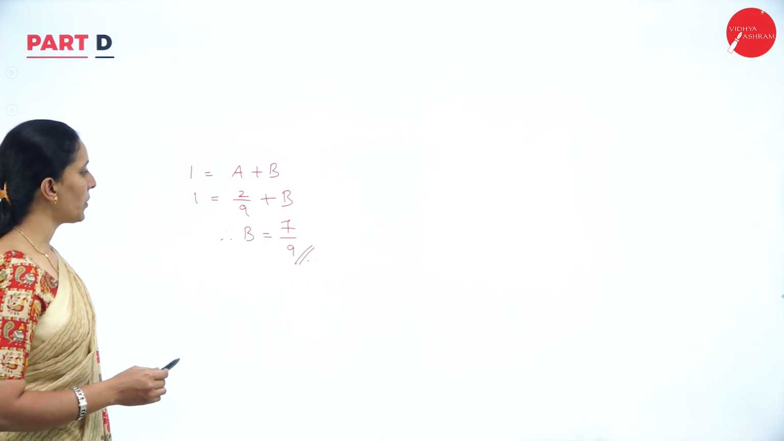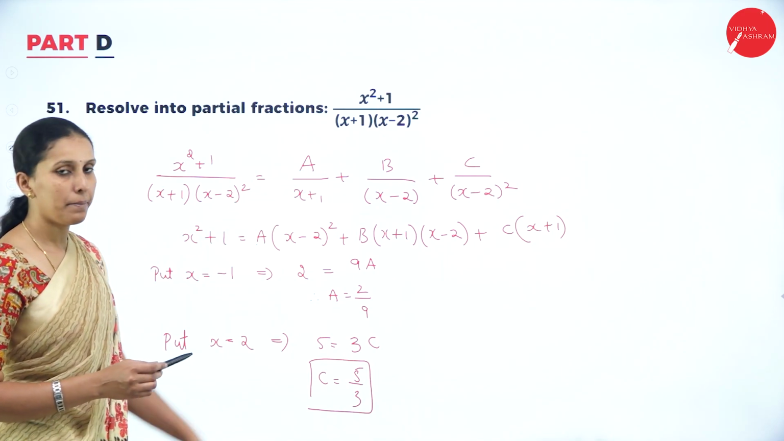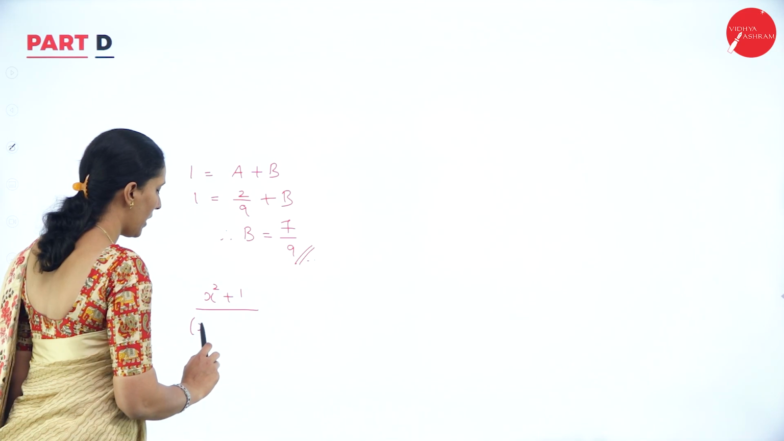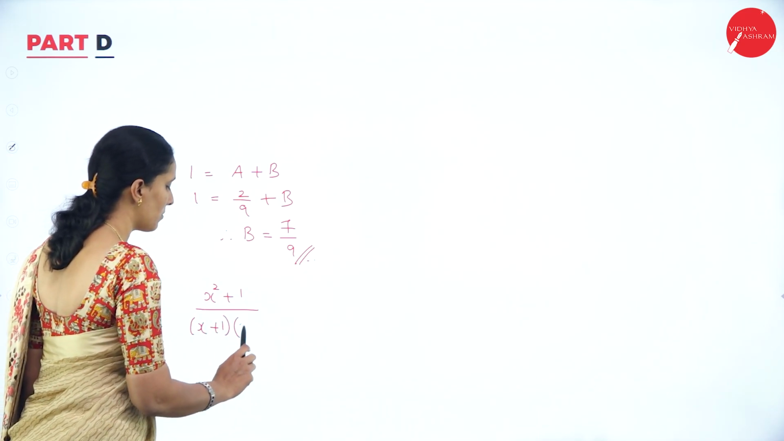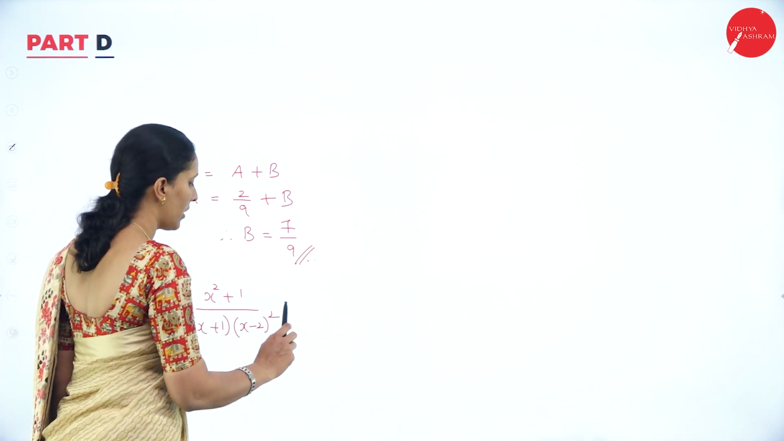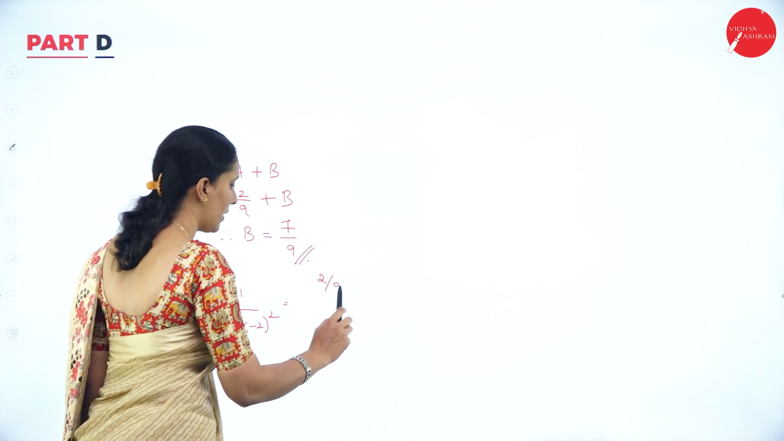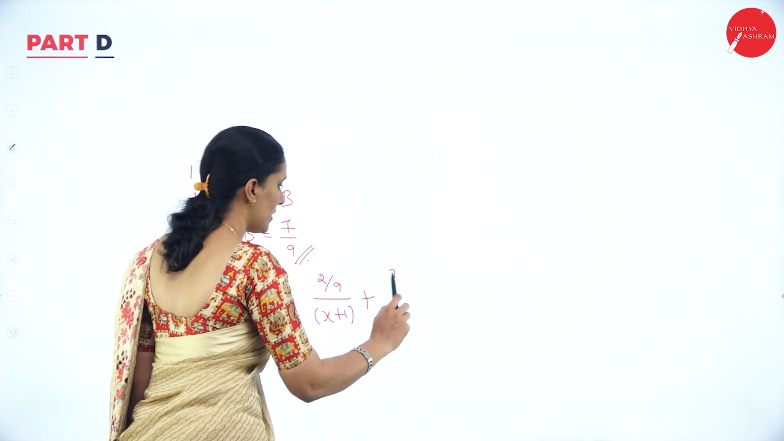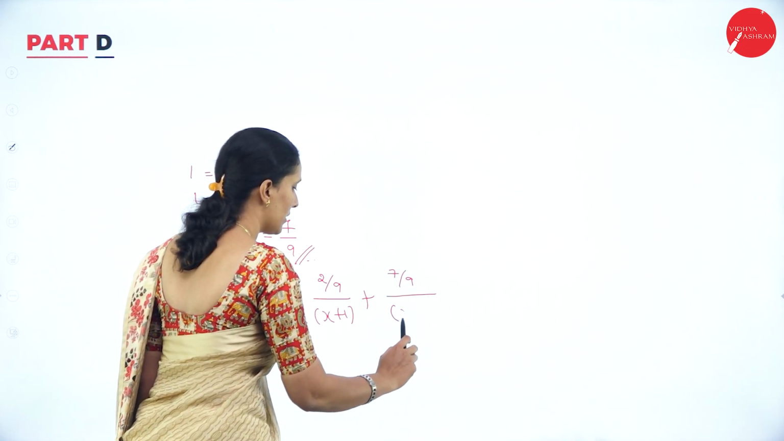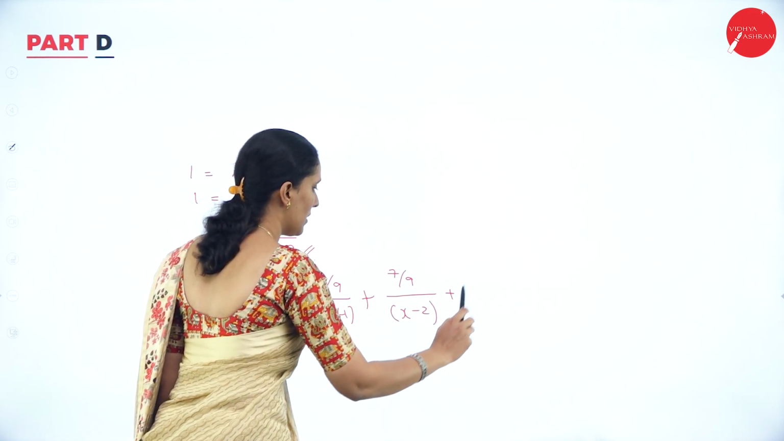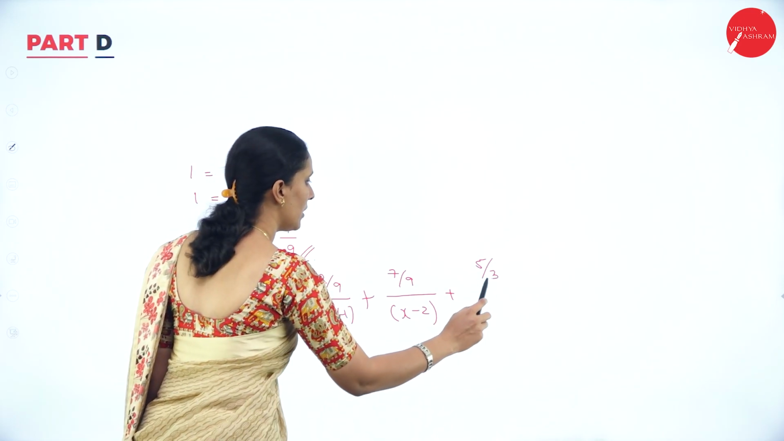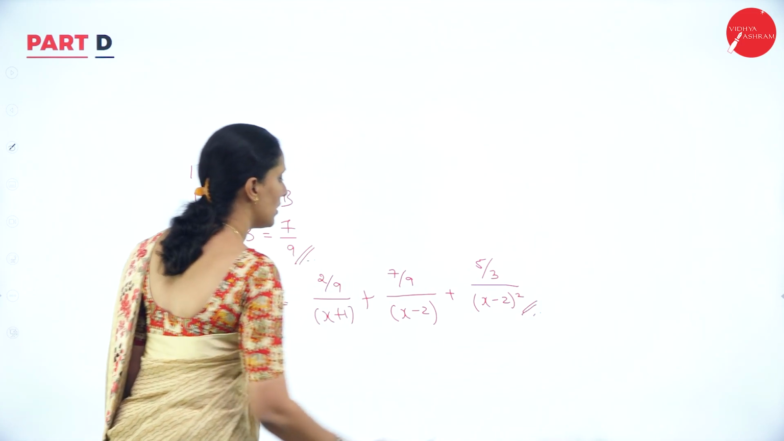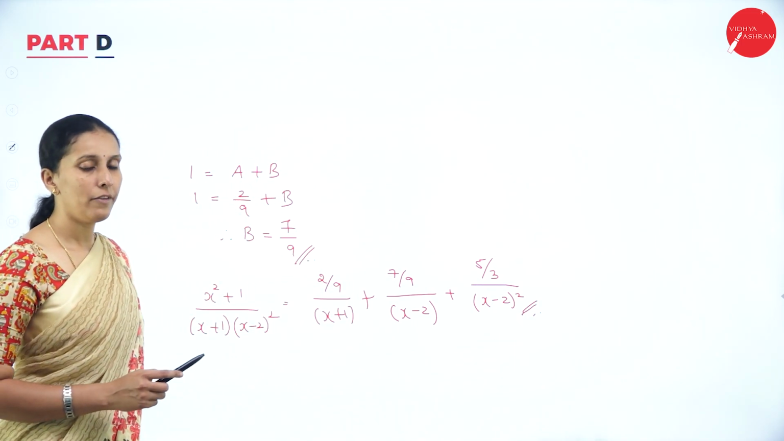Next, substituting all the constants A, B, C, (x square plus 1) divided by (x plus 1)(x minus 2) whole square can be written as 2 by 9 times (x plus 1), plus 7 by 9 times (x minus 2), plus 5 by 3 times (x minus 2) whole square. So thus we have resolved them into simple fractions.